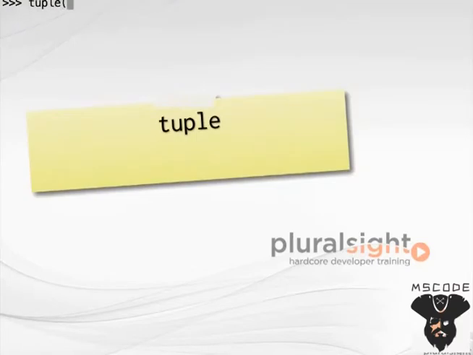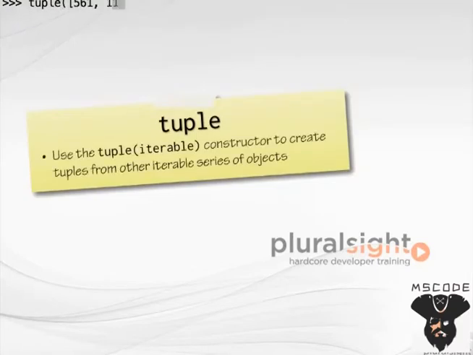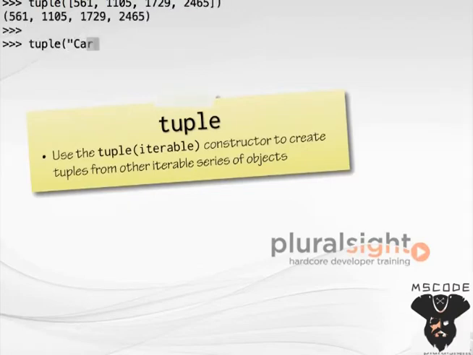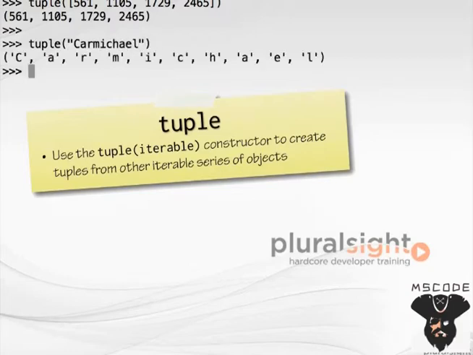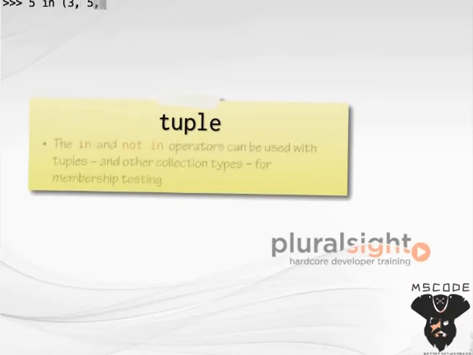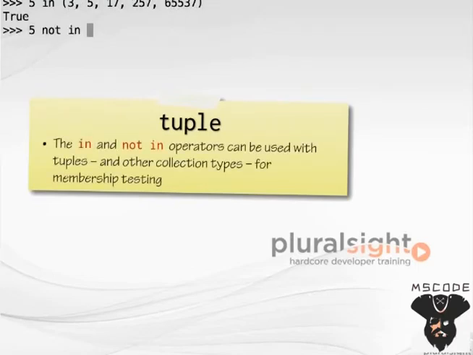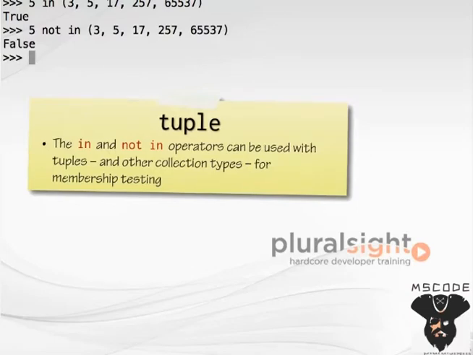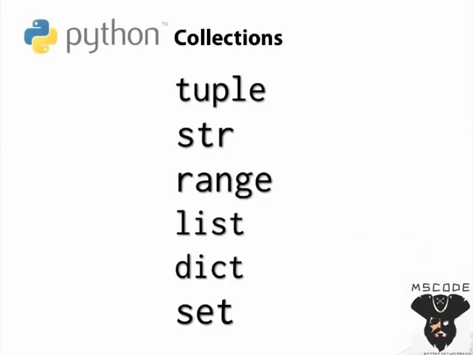Should you need to create a tuple from an existing collection object, such as a list, you can use the tuple constructor, here also shown for strings. Finally, as with most collection types in Python, we can test for containment using the in operator, or non-membership with the not in operator. While that just about wraps up our look at tuple, let's move on to the next collection type.